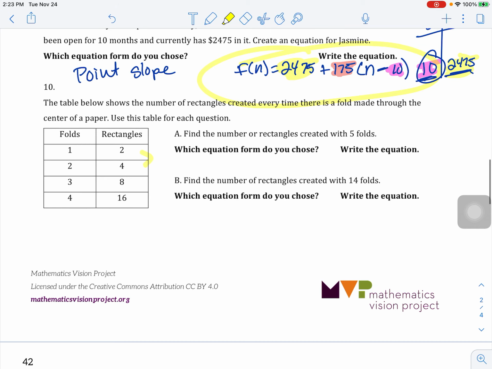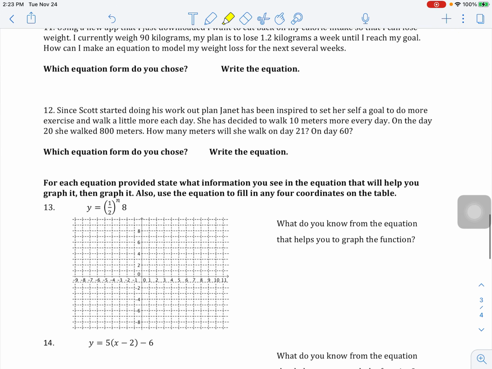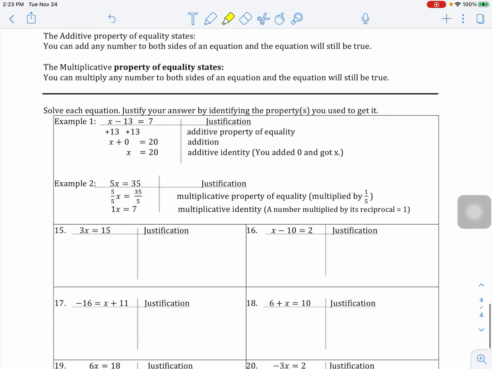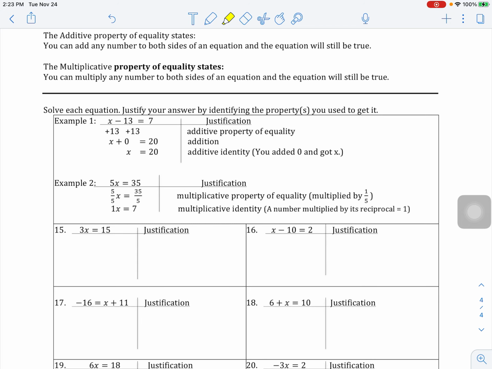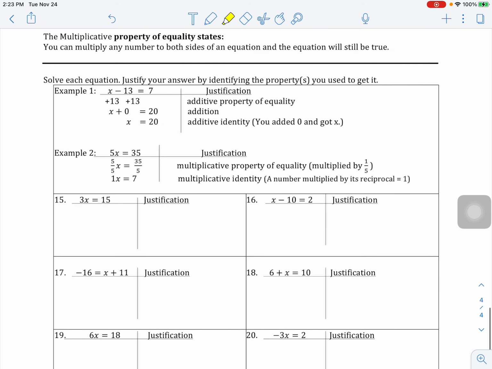So you just say which type you would use, and then you write the equation for the situation for all of those. And then the go is solving equations. So remember you're trying to get x by itself, and to do that you're undoing any operations. So 15 says 3x equals 15, that means 3 times x. So first I'm going to undo that multiplication by dividing both sides by 3.